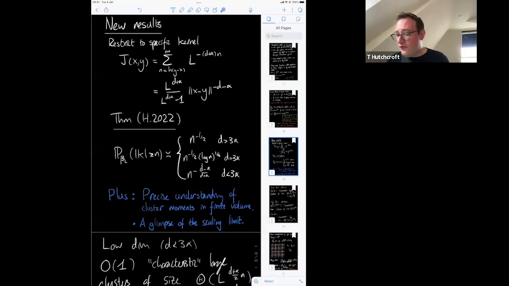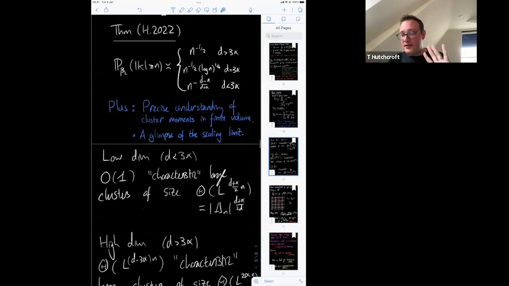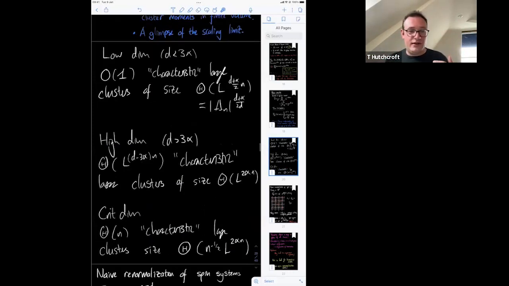Another thing is that you very clearly see in the proof why there is a distinction between these low dimensions, high dimensions, and critical dimensions. And again, sorry for overrunning, but let me just say a little bit about that, which is basically that there's a qualitative difference in what the clusters look like in these different regimes, which is ultimately reflected in these different asymptotic tails.